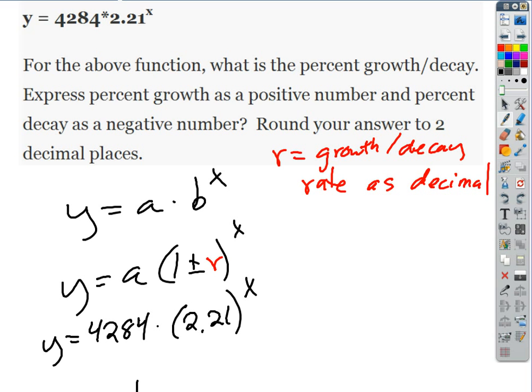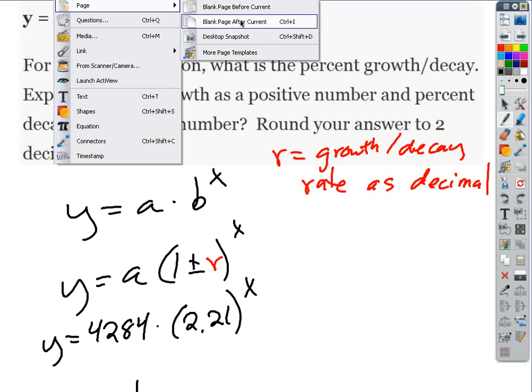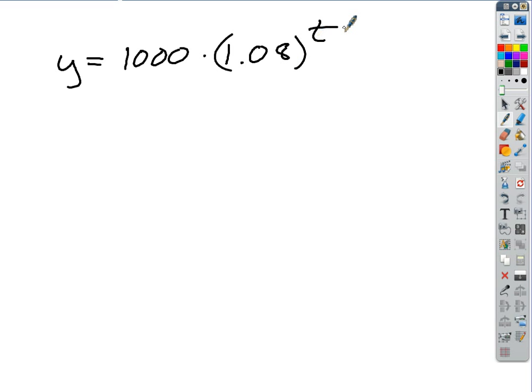Now, what you're more likely to see is maybe something like this. If we're talking about the growth of money in an account or something, then we'd have something like y is the amount of money. Let's say we put in $1,000 times 1.08 to the t. Now see if you can tell me here, what is going to be the percent growth there?